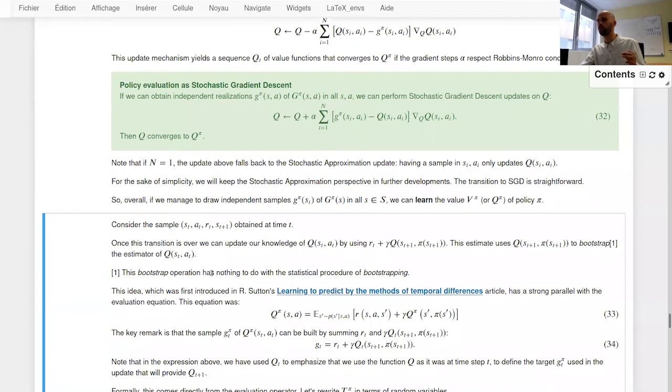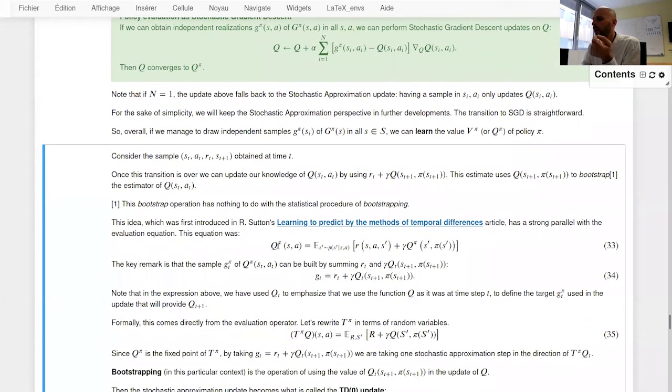This estimate uses the function Q to bootstrap the estimator of Q(s_t, a_t). Just a note here, this bootstrap operation has absolutely nothing to do with the statistical procedure of bootstrapping. It's really bootstrapping like putting a shoelace at the end of another shoelace. So it's really putting a value at the end of a trajectory. This idea of bootstrapping was first introduced in Rich Sutton's seminal paper, Learning to Predict by the Method of Temporal Differences, and it has a very strong parallel with the evaluation equation. Remember the evaluation equation? Q^π(s,a) is equal to the expectation over s' of the reward I get on the first step plus gamma times whatever I will get by applying π in the long run starting in s'.